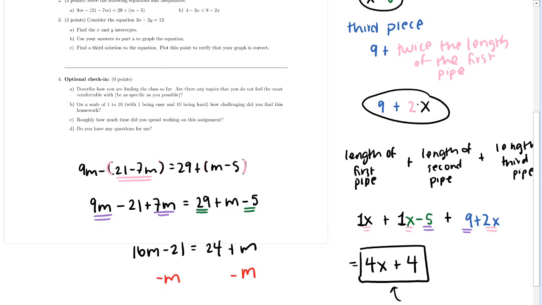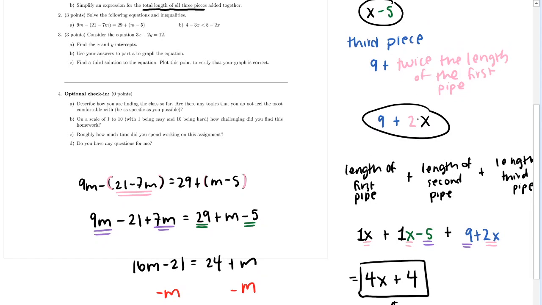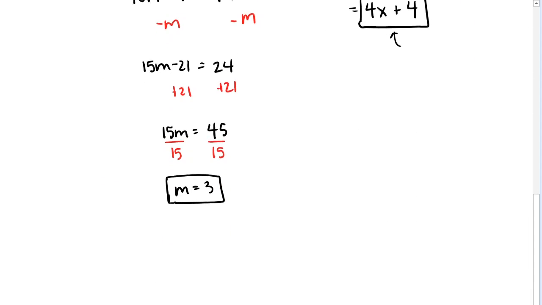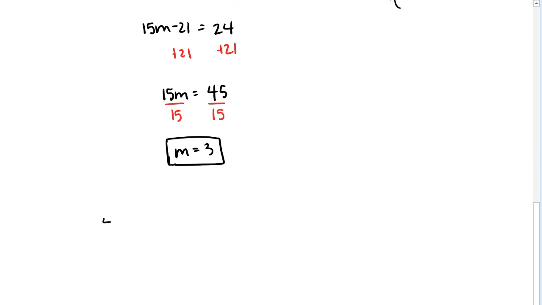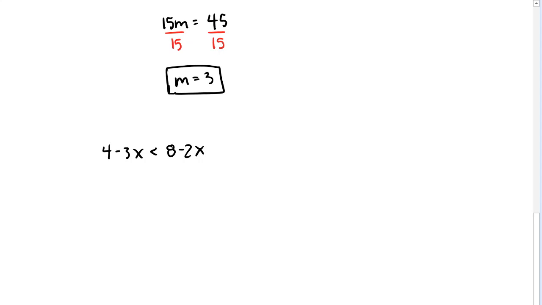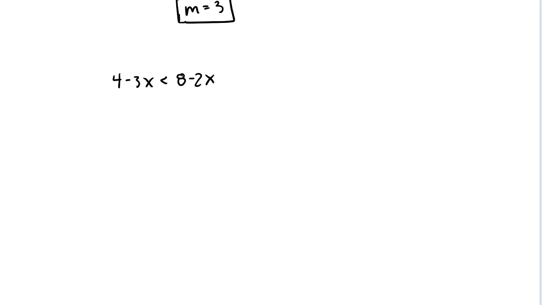The next part says solve the inequality. 4 minus 3x is less than 8 minus 2x. So here we've got the inequality 4 minus 3x is less than 8 minus 2x. And there's a few different ways we can do this. We can move around terms, we can add the same term to both sides of the equation, and we can add whichever terms we want to both sides. Maybe some ways might be easier than others.